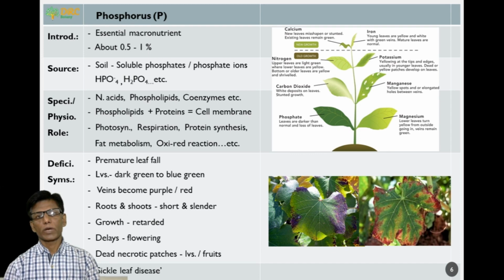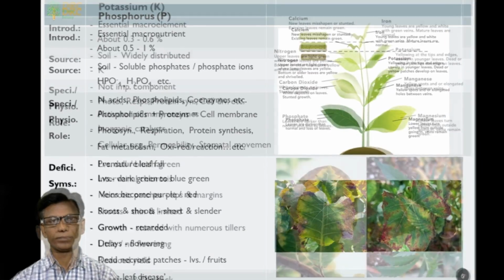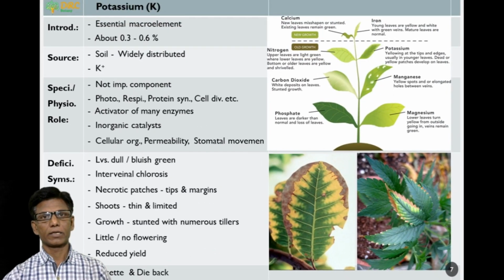Also, dead necrotic patches are found on the leaves and fruits. Finally, phosphorus deficiency causes a disease, that is sickle leaf disease, meaning the leaves become sickle-like. This is the account of phosphorus. Now we will see the next element, potassium. Potassium is another essential macroelement or macronutrient.